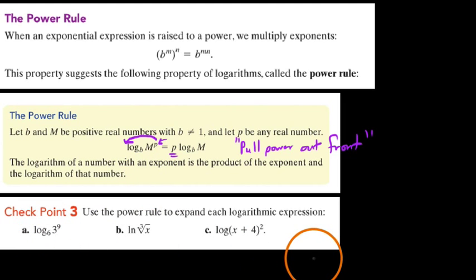When we look at these next three examples here, we all have logs of things being raised to a power. So for instance here I have log base 6 of 3 to the 9th. We're just going to pull that 9 out front and we get 9 log base 6 of 3.